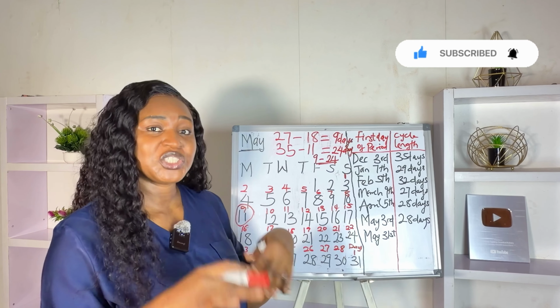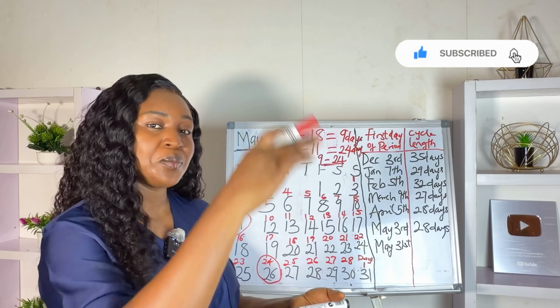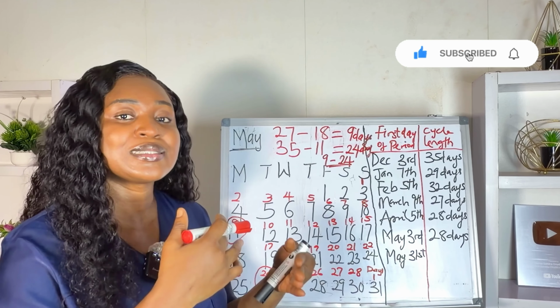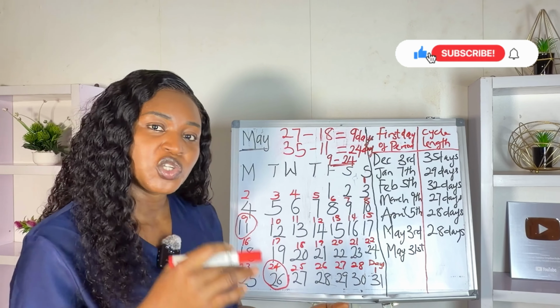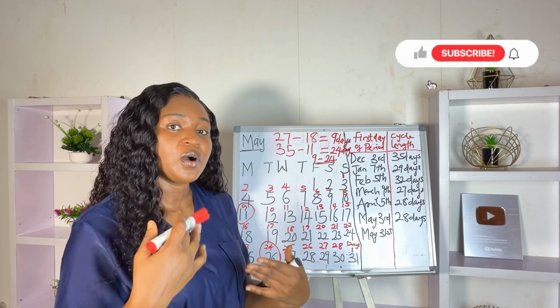What I want you to do now is take your time, write out your period chart for the past 6 months and follow all the steps that I talked about. Pause the video at intervals so you understand before moving forward.